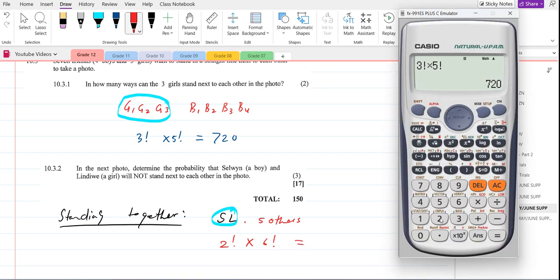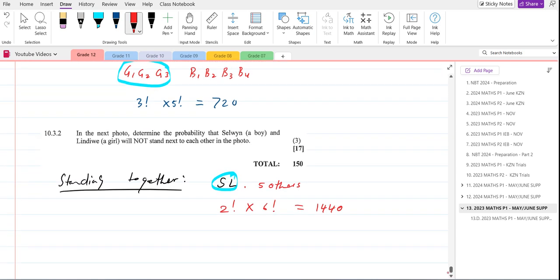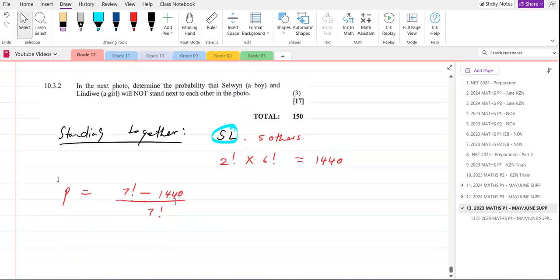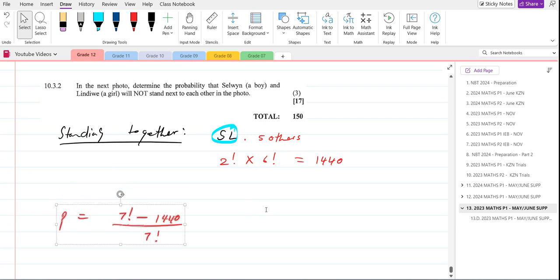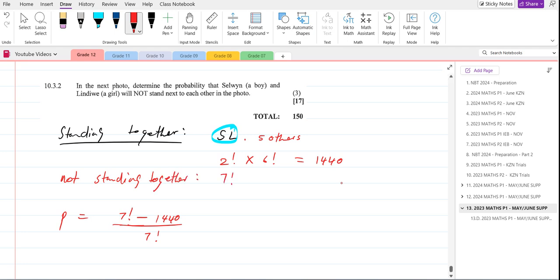So 2 times 6 factorial is basically 1440, right, 1440. Now, standing not next to each other, in how many ways are they not standing next to each other? The probability will be over 7 factorial. The 7 factorial is the total arrangements, minus the ones where they are standing together, will be the ones where they are not standing together. Standing together is 1440, and not standing together will be the total number of ways, 7 factorial minus 1440. Okay, so I hope you're understanding this.